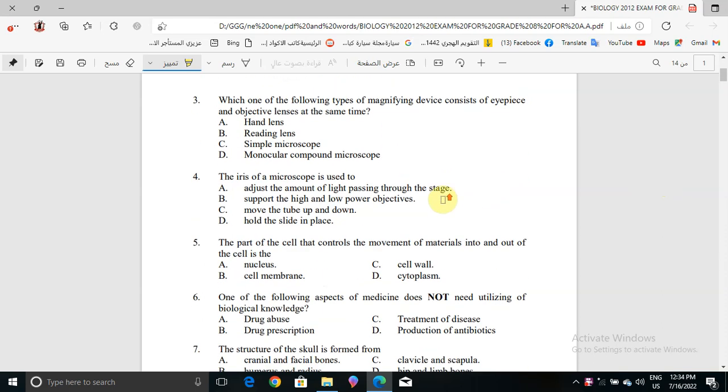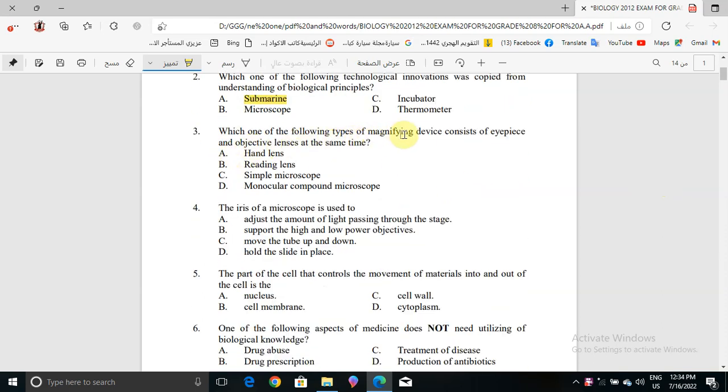Now in question number 3, which one of the following types of magnifying device consists of eyepiece and objective lenses at the same time? Hand lens, reading lens, simple microscope, or monocular compound microscope? The correct answer is monocular compound microscope because it's a type of magnifying device that consists of eyepiece and objective lenses at the same time. So the correct answer for question number 3 is choice D.